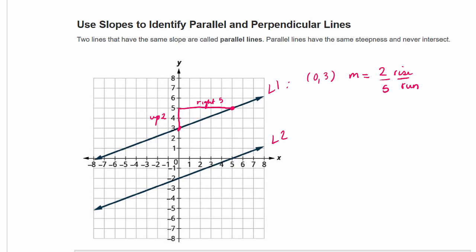Now let's look at line number 2, and line number 2 has a y-intercept of (0, -2). And now let's pick this point here, and we will count the rise over run so that we can determine the slope. And notice that we're going to have to go up 2, and that we're going to once again have to go right 5. So these two lines, as you can see, have the same slope but different y-intercepts, and that makes them parallel. They will never intersect. Now, the reason that it is key that the intercepts be different is because if the two intercepts were the same, then you would have the same line, of course. Okay, so those are parallel lines.